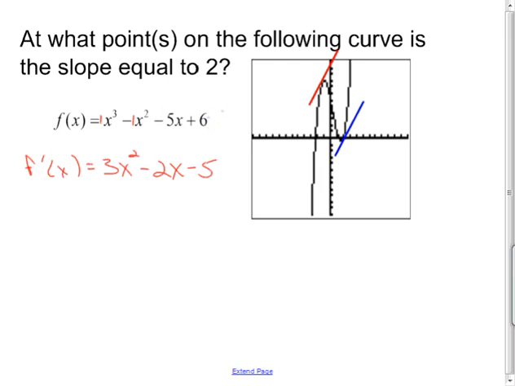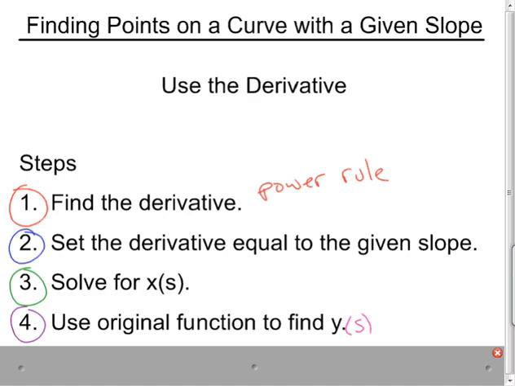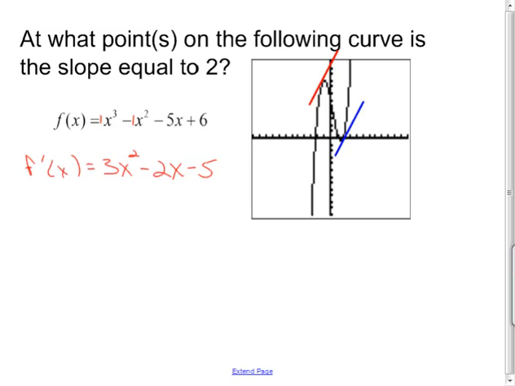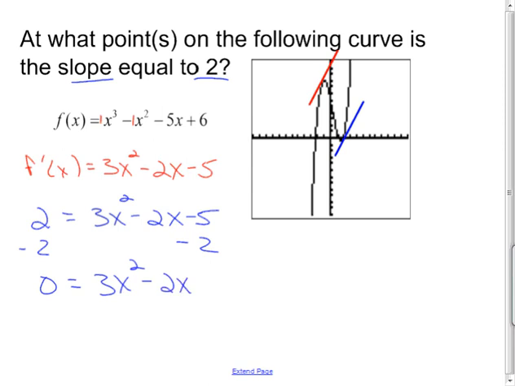Okay, so now that I have the derivative, step 2 is to set the derivative equal to the given slope. The given slope would be 2, and it's equal to the derivative because the derivative is the tool that finds the slope. So the output of the derivative function is 2 because it generates a slope of 2, and I'm trying to find the point, so it makes sense to find the x to start. From here, I'll subtract 2 because it's a quadratic, and I'll get 0 equals 3x squared minus 2x minus 7.